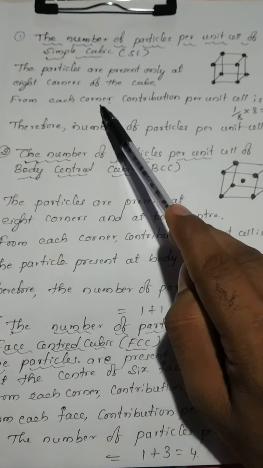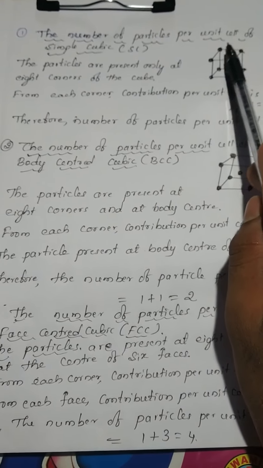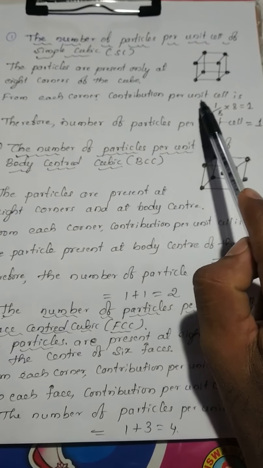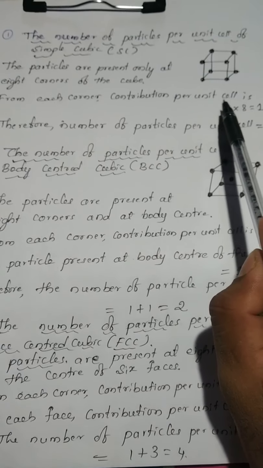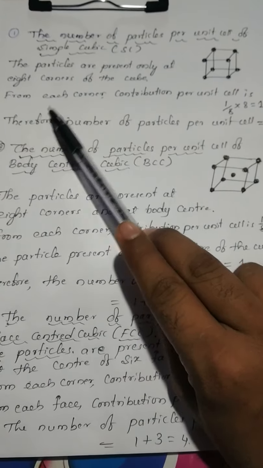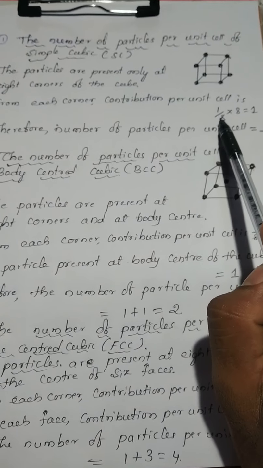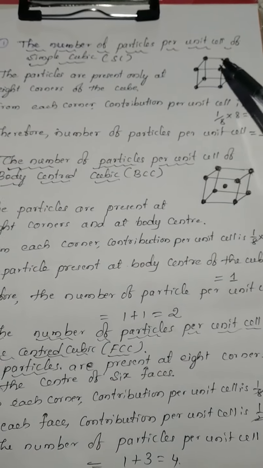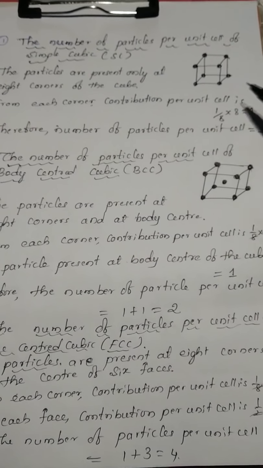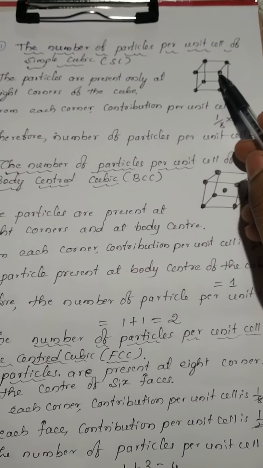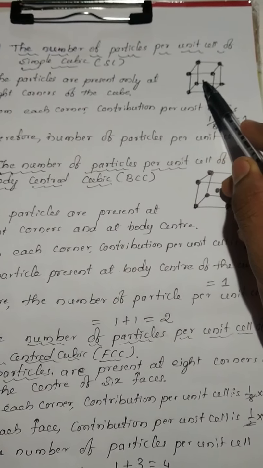From each corner, the contribution per unit cell is 1 by 8. See here, from each corner, the contribution per unit cell is 1 by 8. How many corner atoms are there here? 8 are there. Each corner atom is donating 1 by 8 to this unit cell.